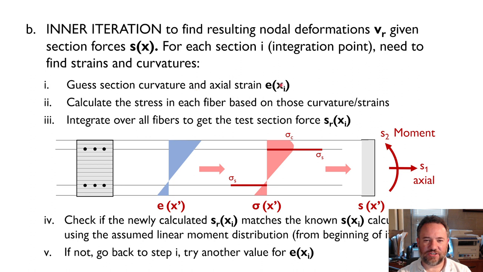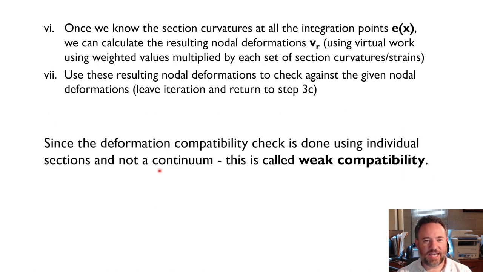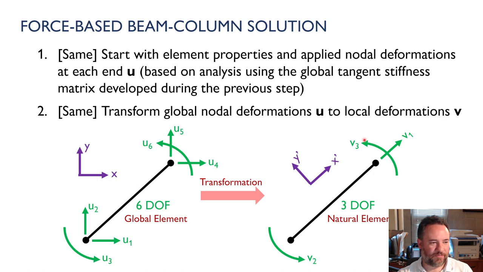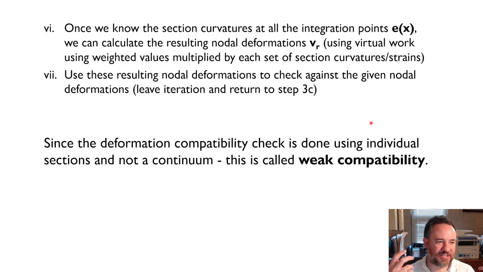Okay, so guess section curvature and axial strain, calculate the stress in each fiber, integrate all the fibers to get the section force, and check if this force matches the section force that I calculated using the linear moment distribution. If not, go back and pick a new curvature and axial strain to get the strain profile. Once we get the curvature that matches, I'm going to do that for every single integration point. And then once I know the curvature and the axial strain at every integration point, I can use that to calculate the nodal deformations using virtual work and the weights again, using like a Gaussian quadrature, if you're familiar with that process. And that will give me a set of rotations and axial deformation. And then I'm going to check if that matches the deformation that OpenSees gave me.